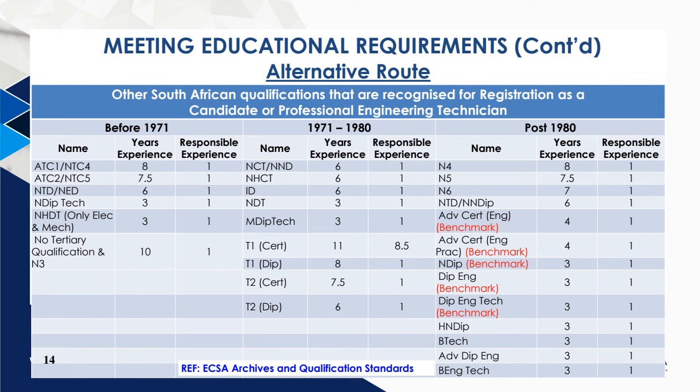This slide shows the alternative route that is given, coming from before 1971 up to post 1980, where we are. You'll see there in the red, for registration as a professional or candidate engineering technician, that is what is required. The number of years of experience and the responsible experience are very important. So if I take the benchmark qualification here post 1980, look at the national diploma benchmark, this one comes from the NATED 151, and this one, diploma in engineering, from the higher education qualification sub-framework, is the same. So it says minimum 3 years required post qualification.